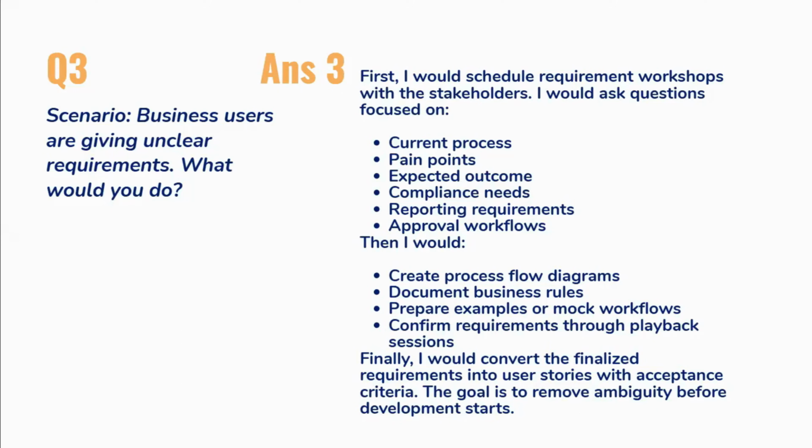And then you would create a process flow diagram, document business rules, prepare examples or mock workflow, and confirm requirements through a playback session. So finally, you should convert the finalized requirements into user stories with acceptance criteria. And the goal is to remove ambiguity before the development starts. Otherwise, developers will be confused about the requirements and then again back and forth will happen, right?